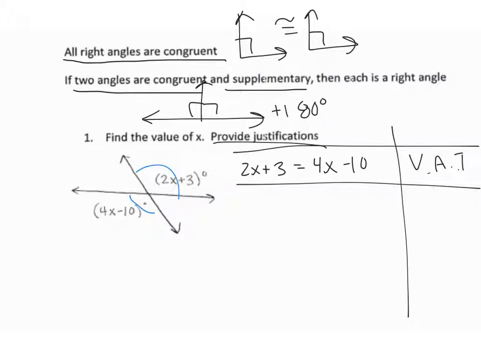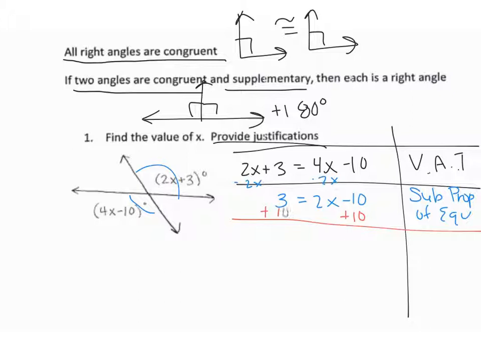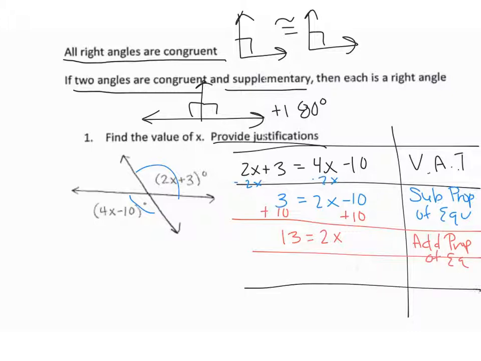The next line, I need to solve for x. I'm going to subtract 2x from each side. So if I subtract 2x from each side, I have 3 equals 2x minus 10. My justification is the subtraction property of equality. The next line, still solving for x, I'm going to add 10 to each side. So I have 13 equals 2x. So what I did was the addition property of equality. And then the last step is dividing both sides by 2, so it's 6.5 equals x, and that's called the division property of equality. That's how you do an angle proof.